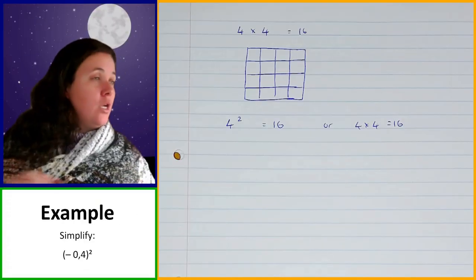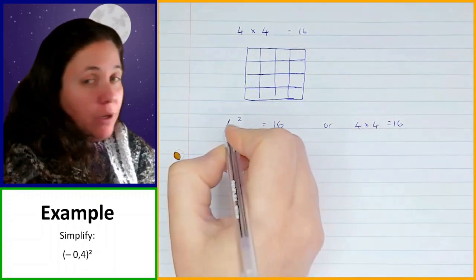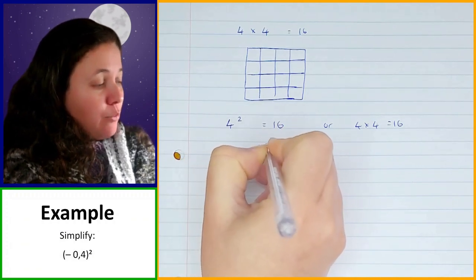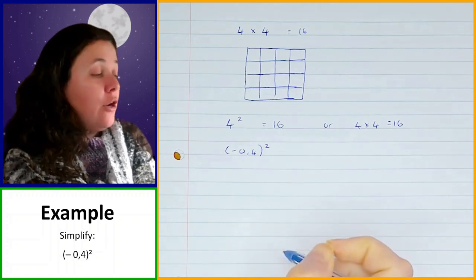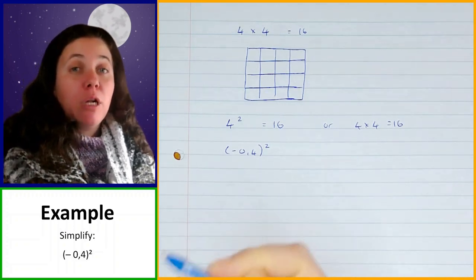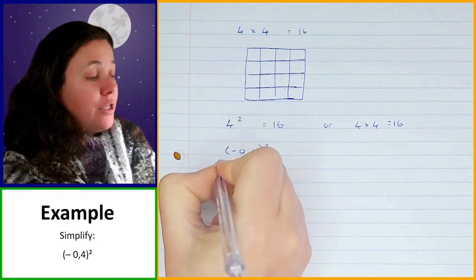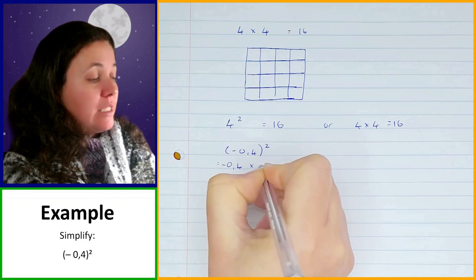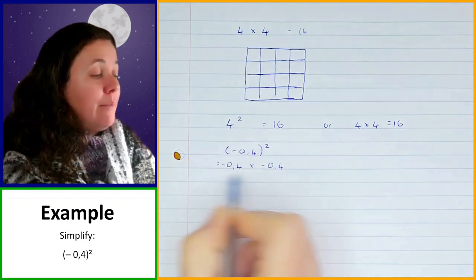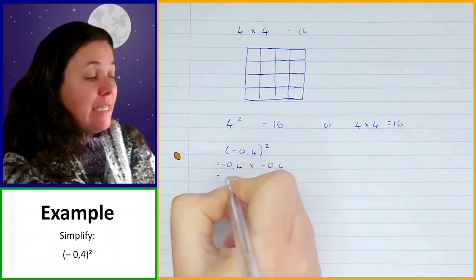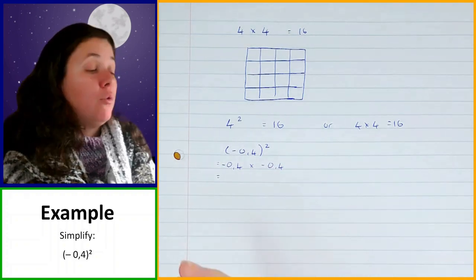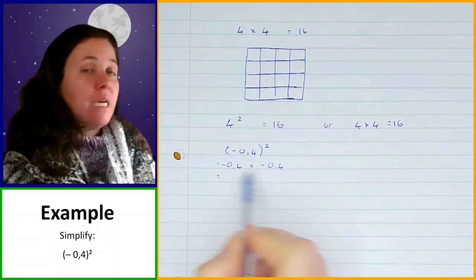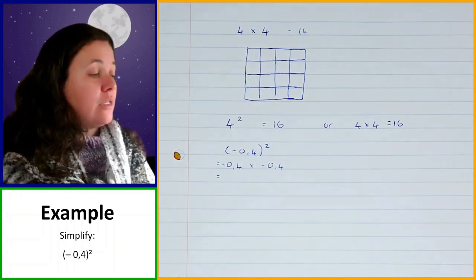Okay, so in this example, we have got negative 0.4, and we're squaring it. Now remember that when we square a number, what we're doing is we're multiplying it by itself. So first of all, this is actually the same as negative 0.4 times negative 0.4. Now that means automatically that we've got a negative times a negative, which is a positive. Anytime you square a negative, you'll always get a positive answer. Always, always, always. Okay, but now the 0.4 times 0.4, you need to know how to deal with this, okay?